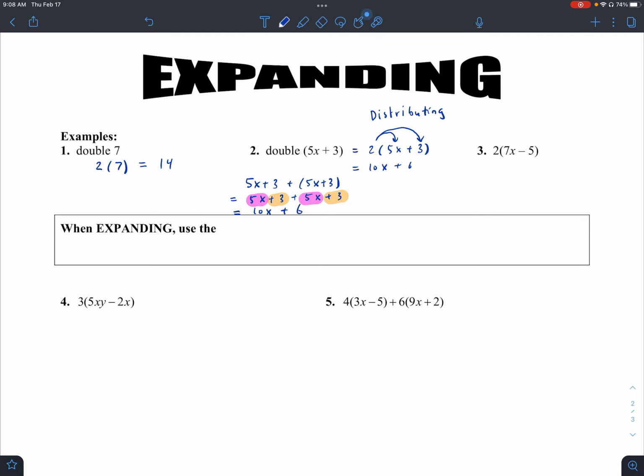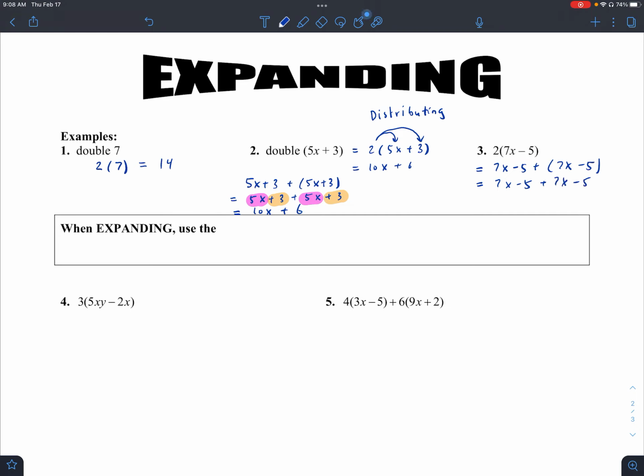Okay, so let's try another one. So double of 7x minus 5, or 2 times 7x minus 5. How can we write this? We can write it as 7x minus 5 plus 7x minus 5. We're doubling it. So if we multiply the positive into the brackets, that doesn't do anything to the signs. We still just have plus 7x minus 5.